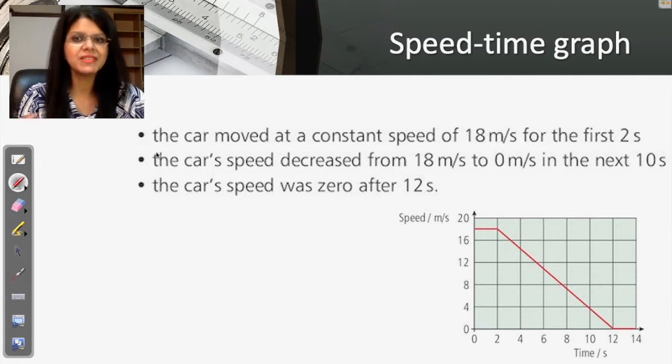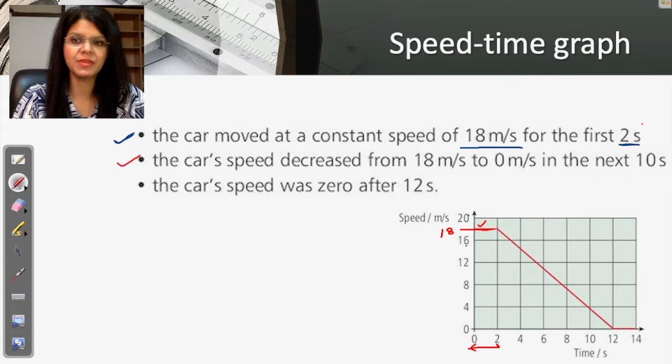So what information can we derive from this graph? One of the few pieces of information that we can readily understand when we look at the graph are listed here. The car moves at a constant speed of 18 meters per second for the first 2 seconds. I am on the first bullet point. Let us see. Between 16 and 20, you have your 18 here. So the speed was 18 meters per second here, and it was constant. It was constant for the first 2 seconds. If you see, 0 to 2 seconds, the speed was constant. It wasn't changing.